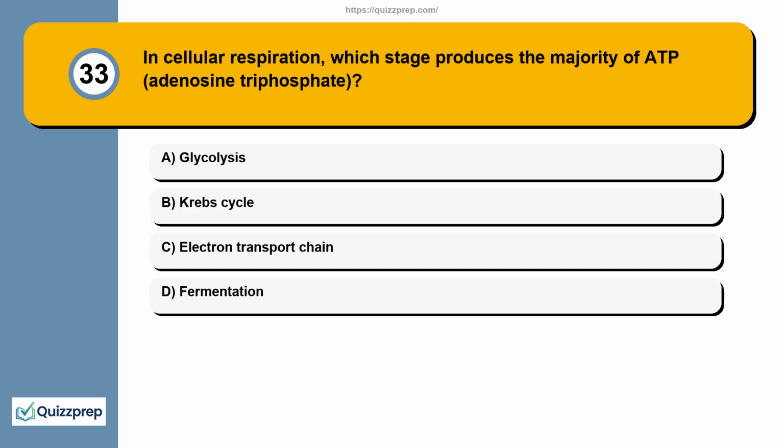Question 33. In cellular respiration, which stage produces the majority of ATP, adenosine triphosphate? Glycolysis, Krebs cycle, electron transport chain, fermentation.